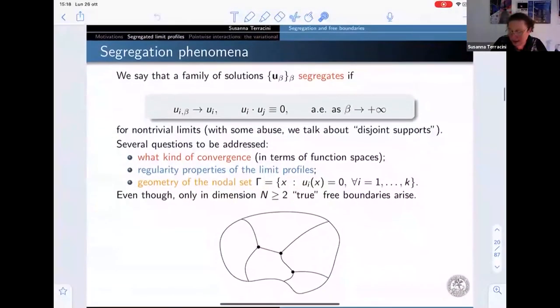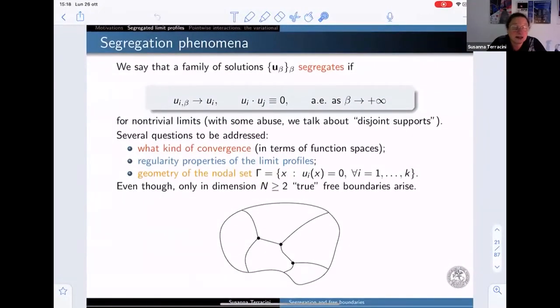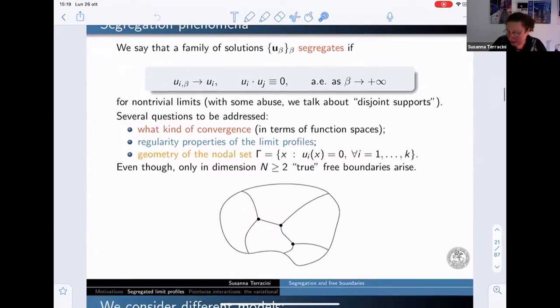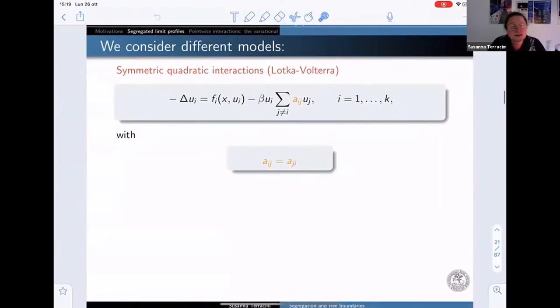In the one-dimensional case, the geometry of the interface is not really significant because it's just made of points, but when the dimension is at least two, you see the emergence of free boundaries, and you can imagine that this determines a partition of your two-dimensional set. And so you can distinguish between regular points of the interface, where only two of the densities are interacting, and multiple junctions, where three or more are interacting.